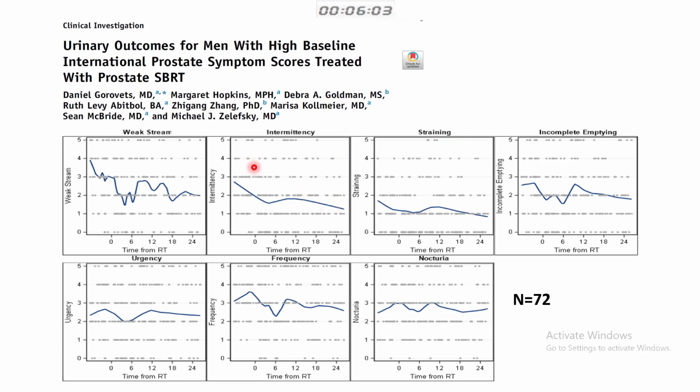But this paper by Gorovets et al., which included 72 patients, we can see that after the SBRT, the IPSS score has improved in all the parameters. In some parameters, if at all it has not improved, then also it has stabilized, at least not worsened. So we can safely say that in poor IPSS score patients, they included patients with IPSS score more than 15, we can safely use SBRT because it is not going to worsen the symptoms.